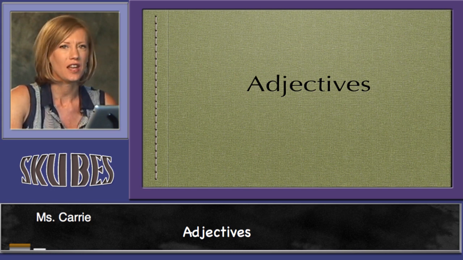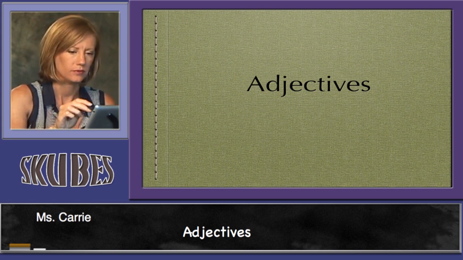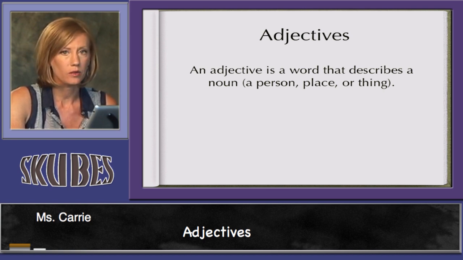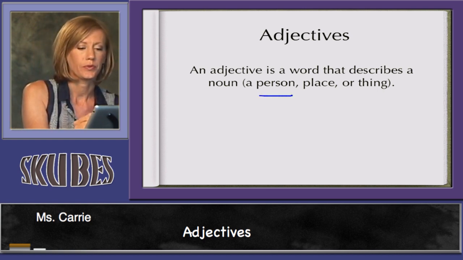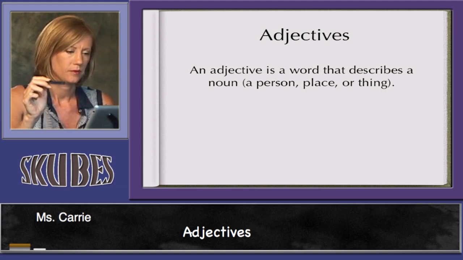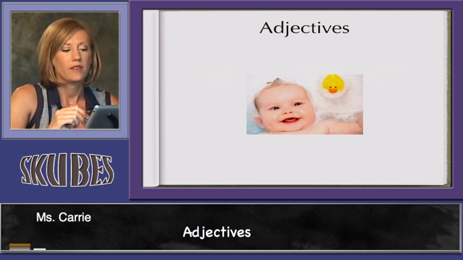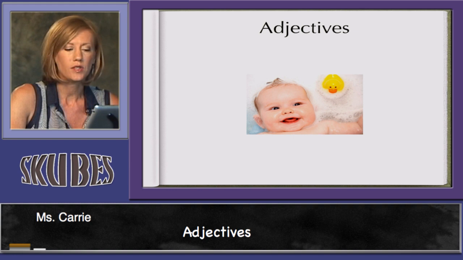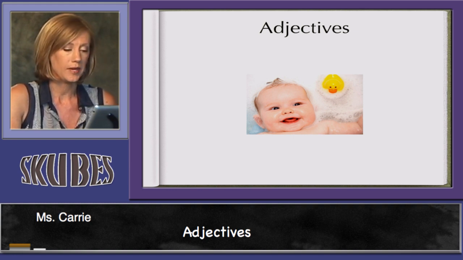Today's lesson is on adjectives. Adjectives are words that describe a noun, which is a person, a place, or a thing. Right here we have a noun. This is a picture of a baby with a little duck next to him. Those are both nouns. So let's try to think of some words that describe the baby.